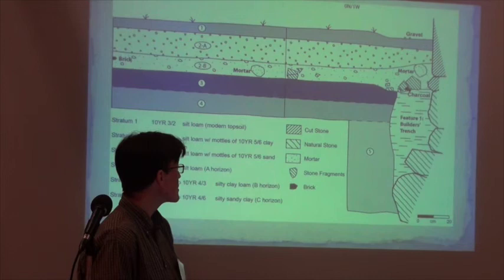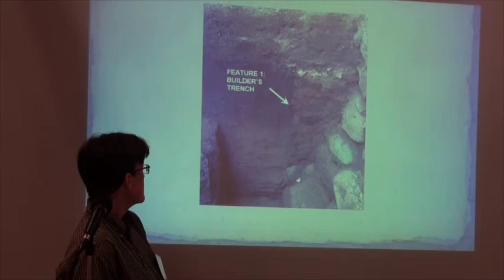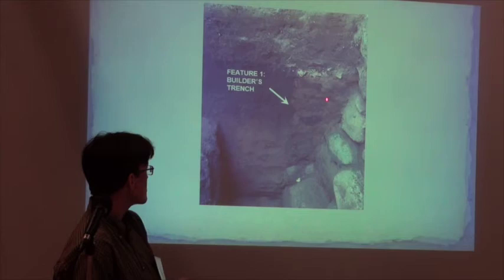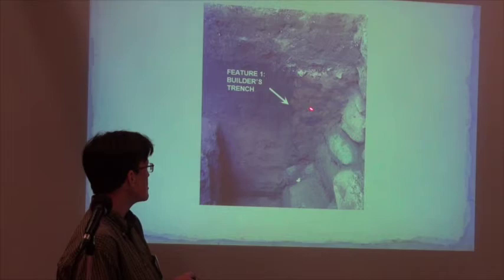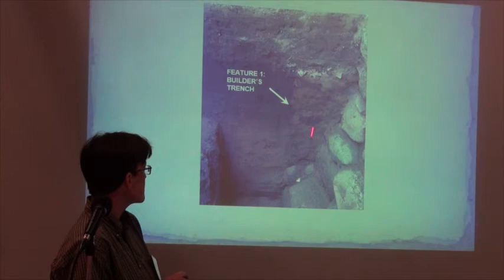And here's that same view in a photograph. So you can see the natural soil, you can see that cut through the builder's trench, and you can see that it has sort of a tiger stripe look to it. That's because as they're backfilling it, you get little shovelfuls of topsoil and subsoil mixed together in that builder's trench. And then you can see some mortar and stuff at the top.